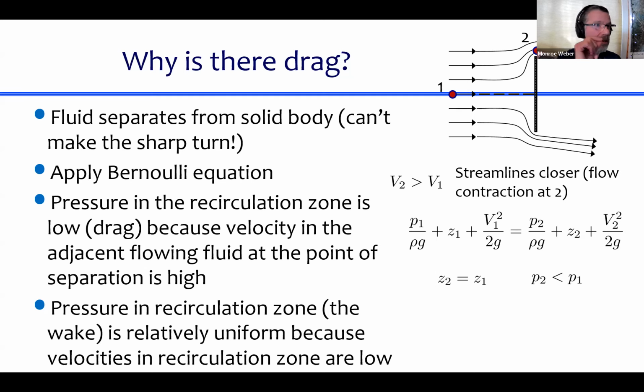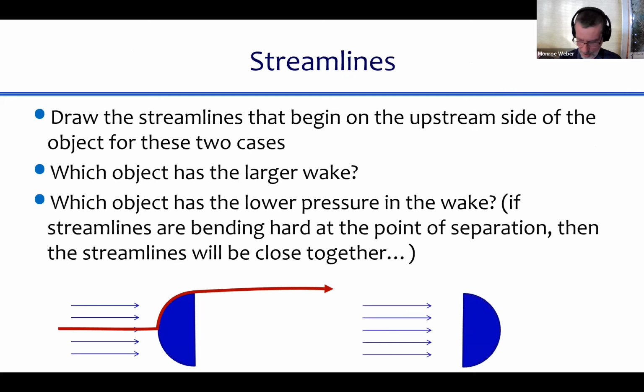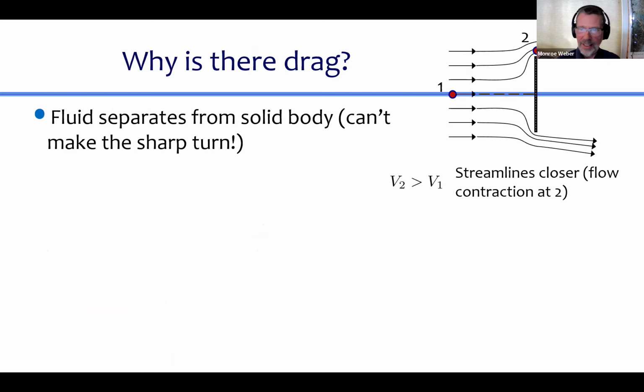So the reason that the hemisphere that was pointed into the flow is so bad is because the streamlines are even closer together at this point of separation, because the streamlines had to deflect even further. And we have a bigger wake. So we have two things that are bad, bigger wake and lower pressure. Okay, enough of that. Any questions on that?